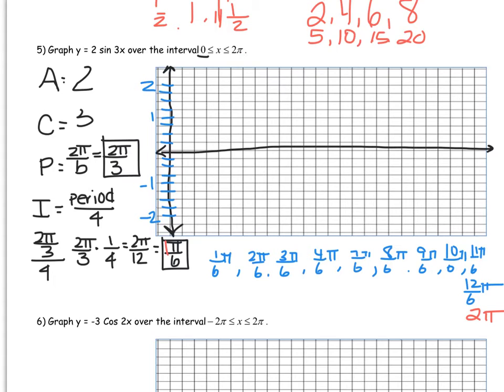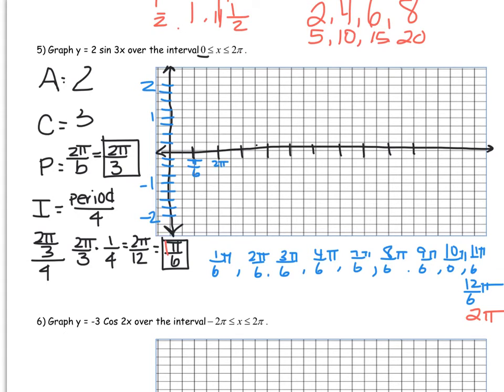Okay, and now like I had said, we need 1, 2, 3, 4, 5, 6, 7, 8, 9, 10 tick marks. So I'm going to count by twos. So 1, 2, 3, 4, 5, 6, 7, 8, 9, and 10. So to label them, it's going to be a little tedious, but we could do it. The first one is pi over 6.